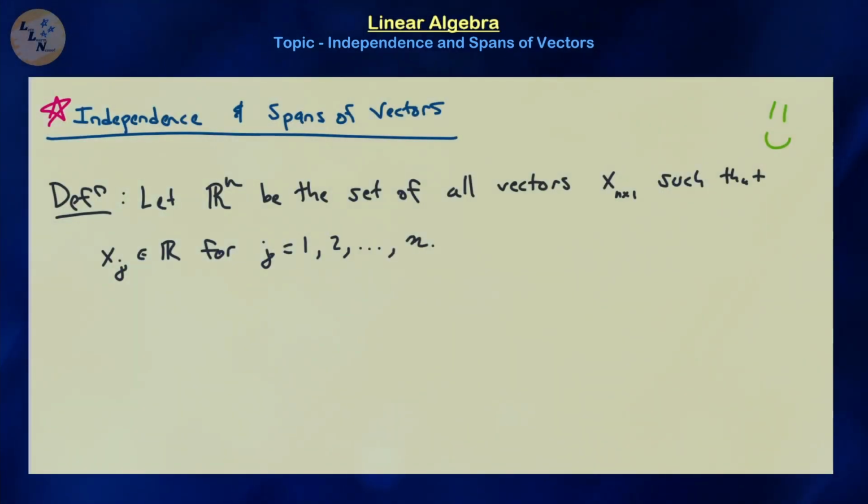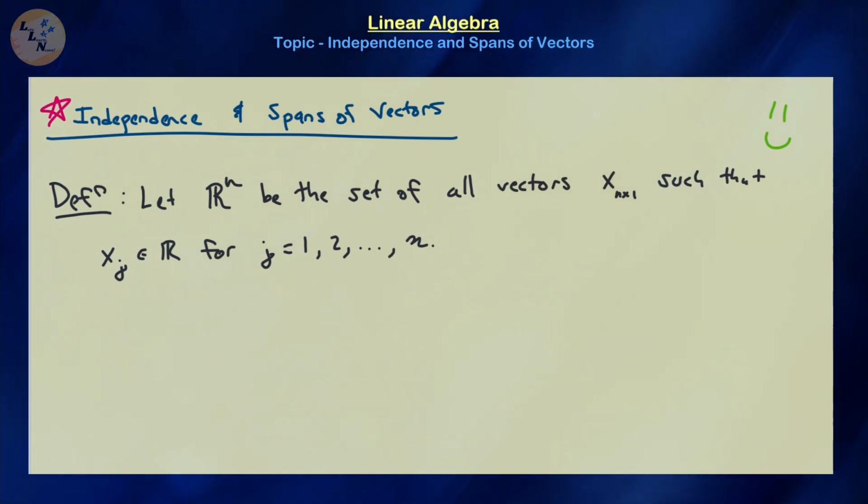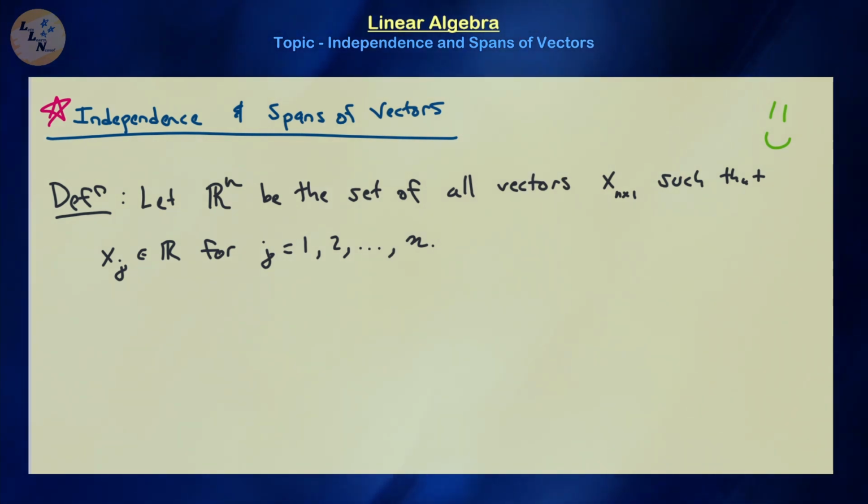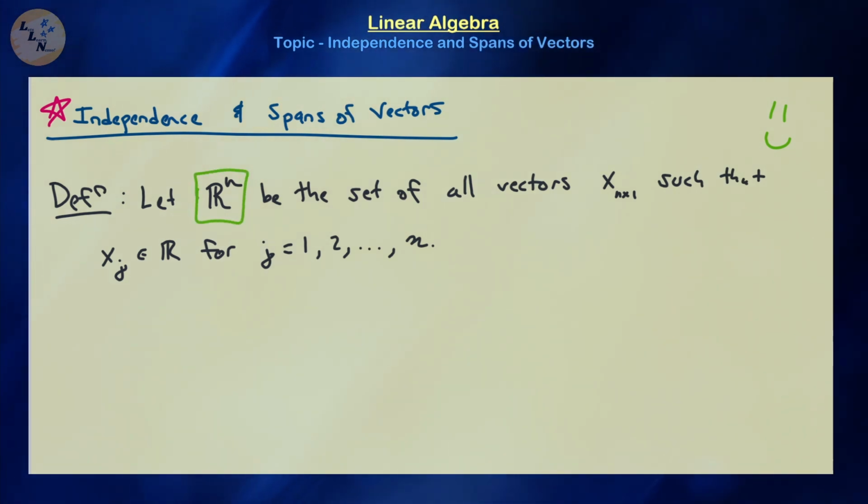Today we're going to continue our exploration of linear algebra and talk about two very important concepts, the idea of independence and the idea of spans of vectors. So first off, let us define a notation that you're going to be seeing a lot of in the next few videos of the series, in particular this symbol here. That's going to be a script letter R to the power of n.